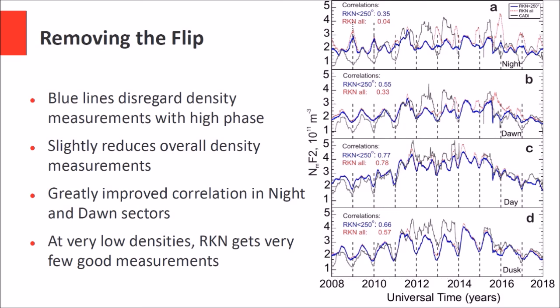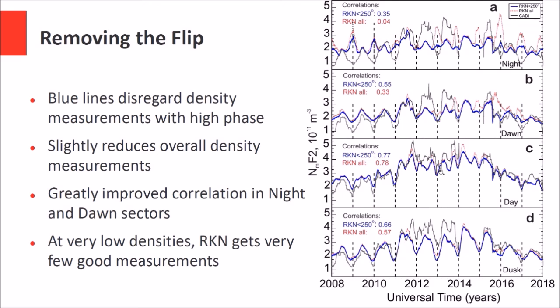By removing these high phase points, we can see that at least some of these apparent winter maxima among Rankine data are almost entirely removed, making Rankine's correlation with CADI much better than it would have otherwise been. The removal of the high phase points also increases the correlation in other time sectors. However, it does not fix the low densities observed by Rankine during the summer.